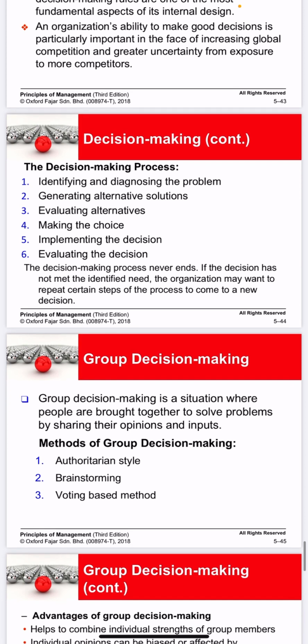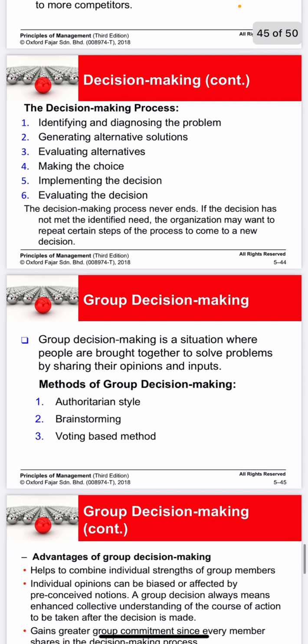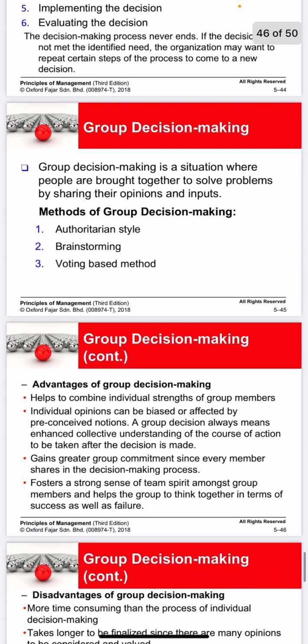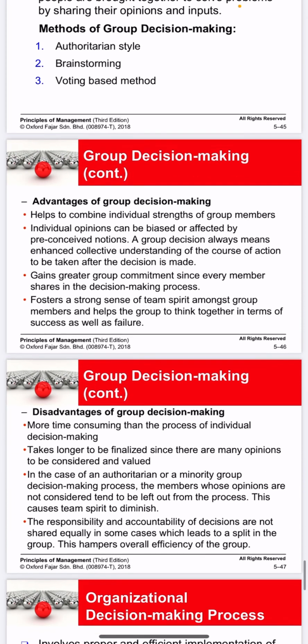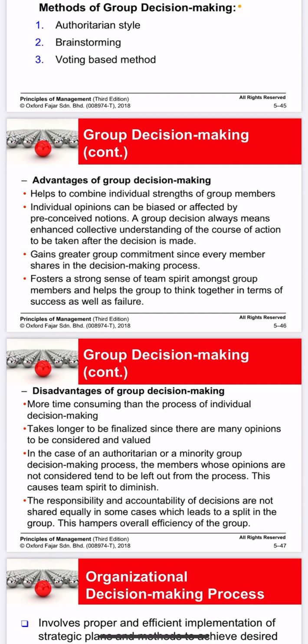Group decision making is a situation where people are brought together to solve a problem by sharing their opinions and inputs. For example, if you are in a team, you are given some issue or problem or case study to be solved. Solving it together, we call it group decision making. So the methods of group decision making are authoritarian style, brainstorming and voting-based method. So what are the advantages and disadvantages of group decision making?